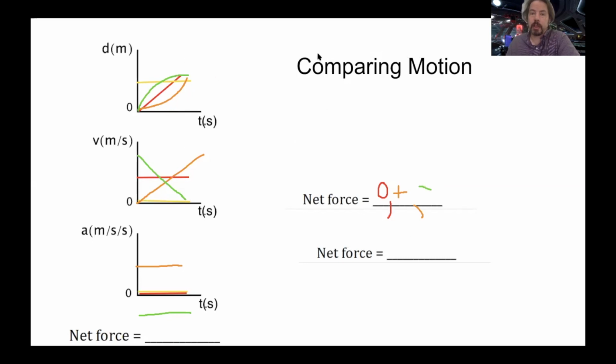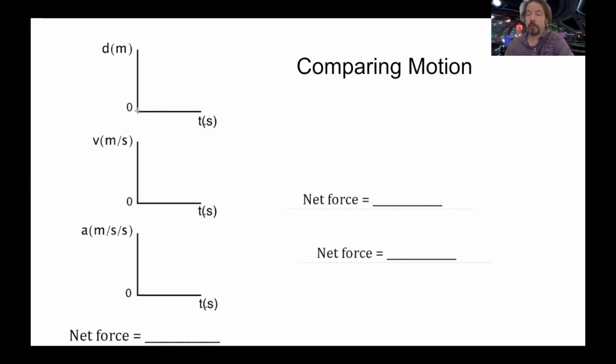What about the yellow line? The yellow line is flat and unchanging. Velocity is 0, acceleration is 0, so the net force must also be 0. Let's try this series. This time I'm going to throw them up there, and I want you to sketch the graphs and then tell me what it is, and then you can check your answer.